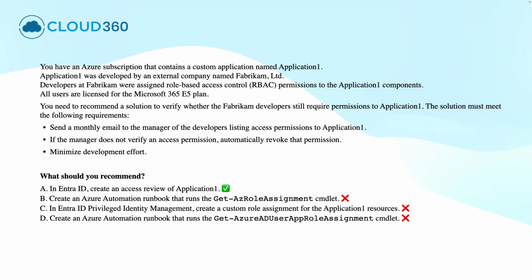You need to recommend a solution to verify whether the Fabrikam developers still require permissions to application 1. The solution must meet the following requirements. Number 1, send a monthly email to the managers of the developers listing the access permissions to the application 1. If the manager does not verify an access permission, automatically revoke that permission. And the third requirement is to minimize the development effort for this.